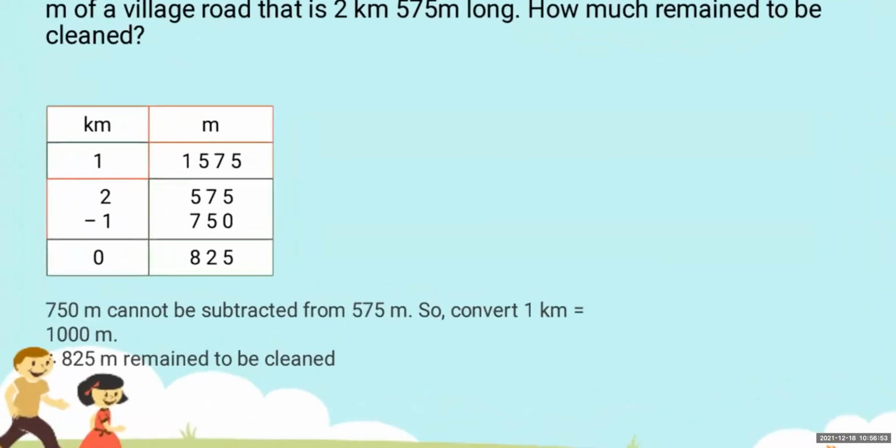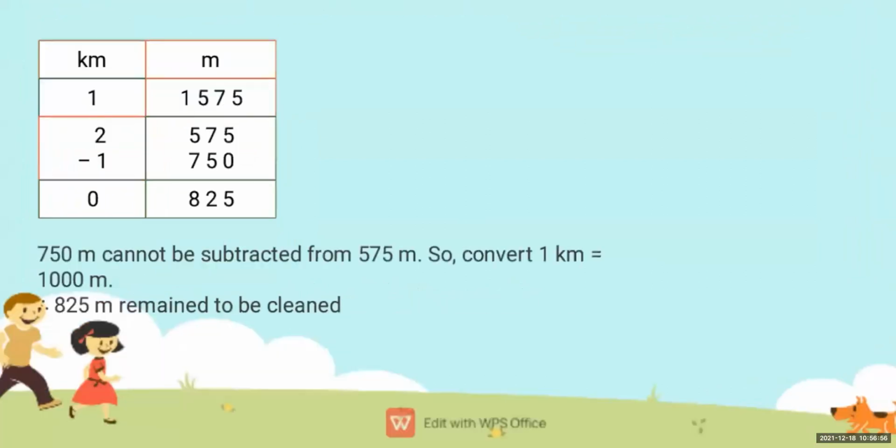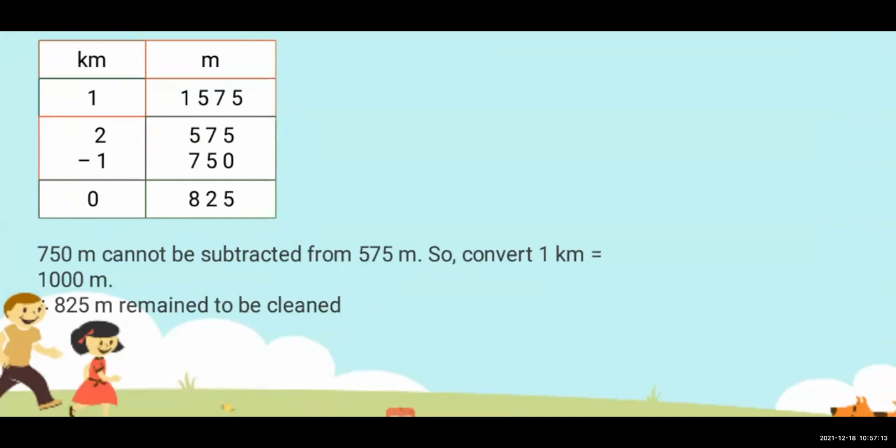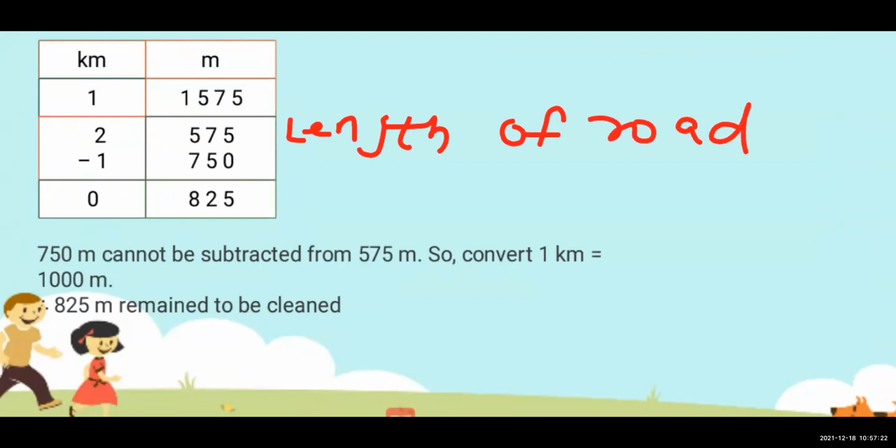We'll see first. But here there should be 2 columns, kilometer and meter. 2 kilometer 575 meter. It was the length of the road. Road कितना बड़ा था? इतना बड़ा था. So here we'll write length of road. Yes, length of road was 2 kilometer 575 meter. Now boys ने कितना clean किया? Boys ने 1 kilometer 750 meter they have cleaned.